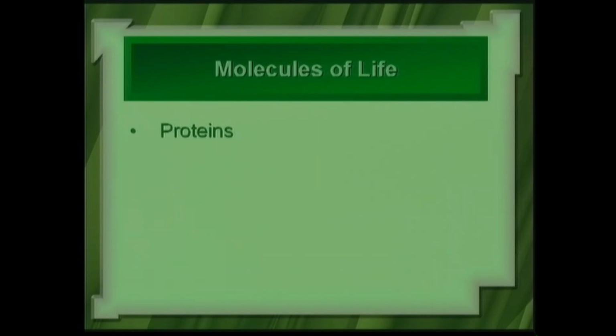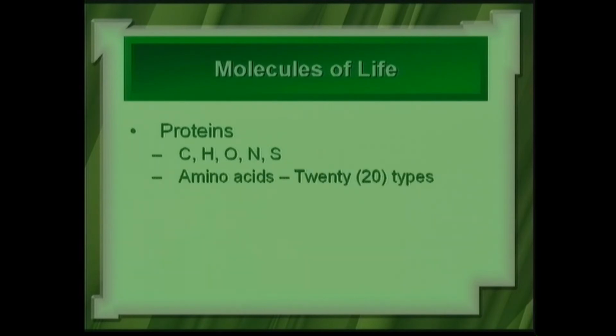Now we also have proteins. Proteins are very, very important in all living things. And proteins are comprised of carbons, hydrogens, oxygens, nitrogens, and sulfur. These are the main components of proteins, even though they do include other atoms as well. Now the subunit, or what makes up proteins.